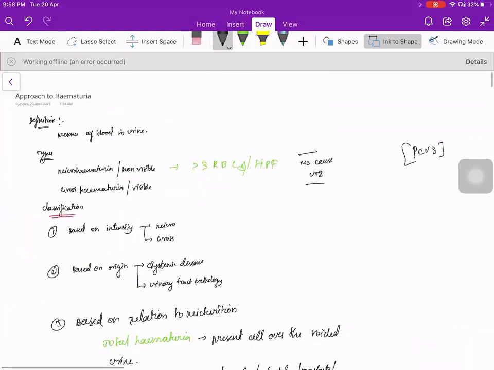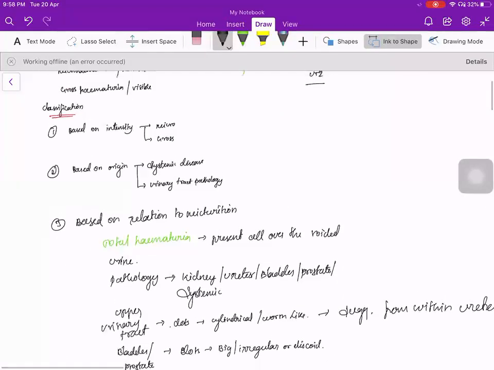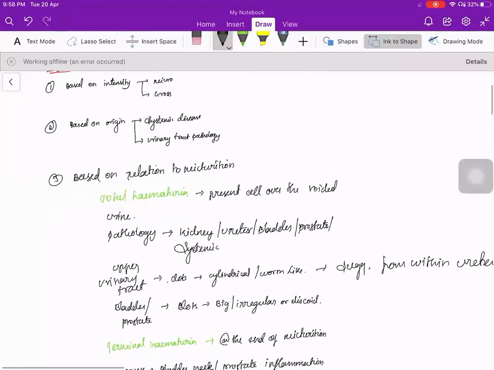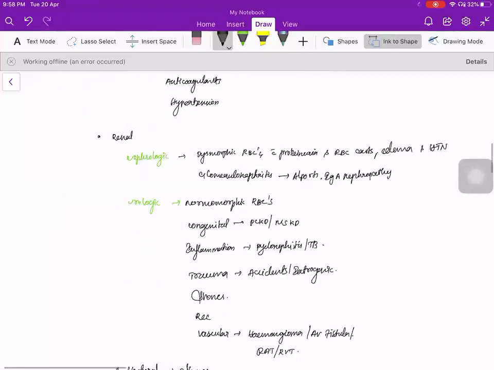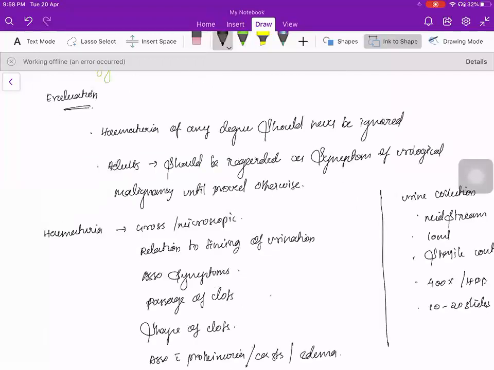So I discussed classification based on intensity, origin, relation to micturition, associated symptoms, and etiology. Now I will go on to evaluation. First, hematuria of any degree should never be ignored. In adults it should be regarded as a symptom of urological malignancy unless and until proven otherwise. If the patient develops hematuria, we have to rule out urological malignancy. That is the main thing.